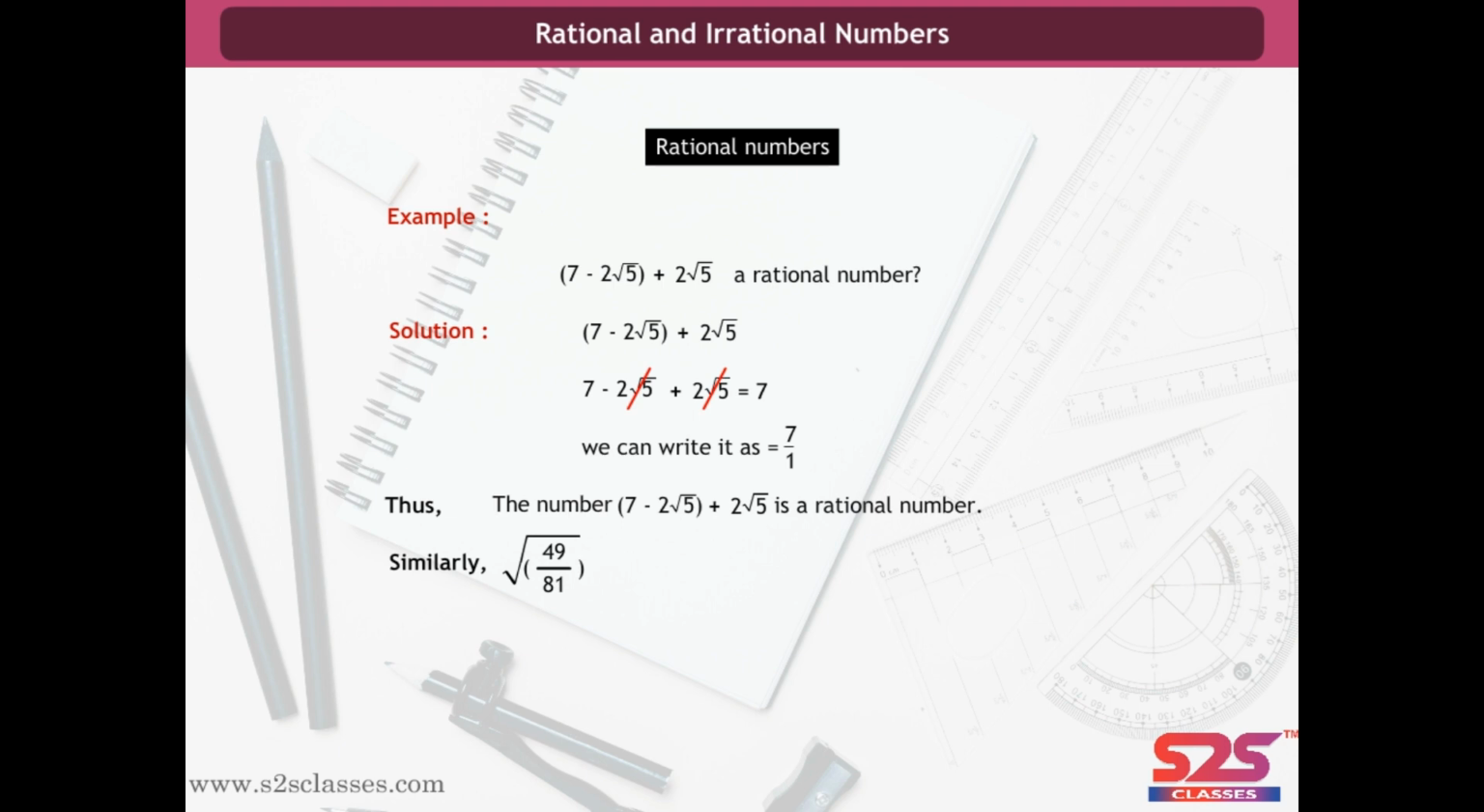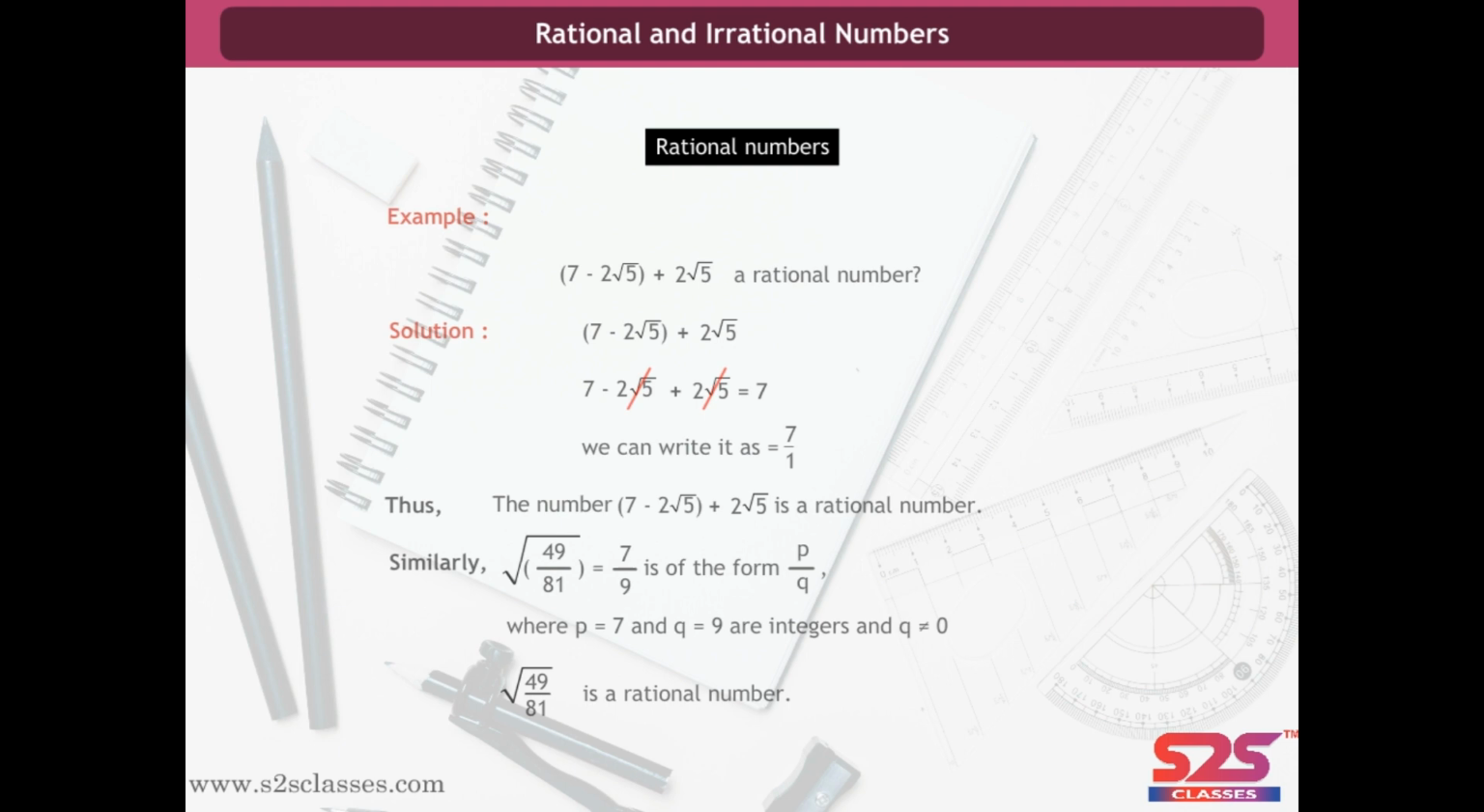Similarly, square root of 49 by 81 is equal to 7 by 9, which is of the form p by q, where p is equal to 7 and q is equal to 9 are integers, and q is not equal to 0. Hence square root of 49 by 81 is a rational number.